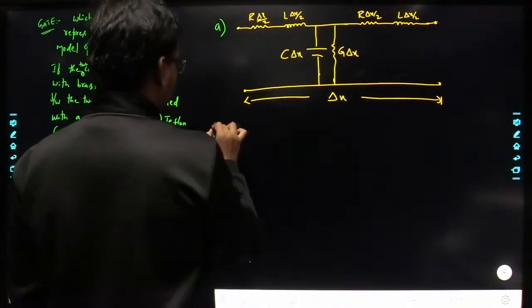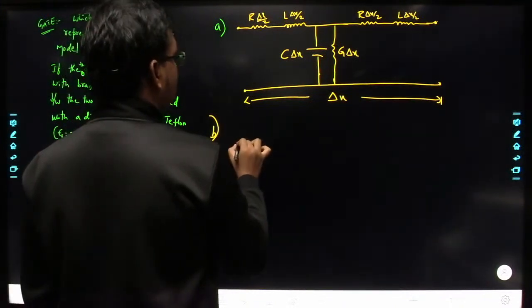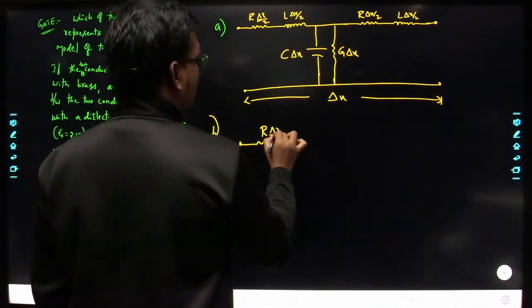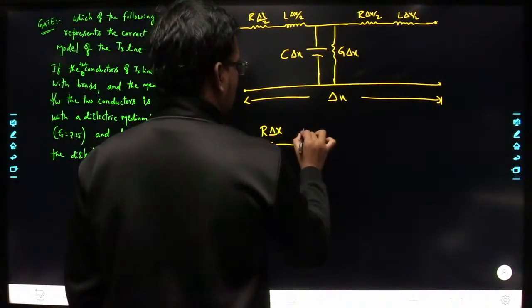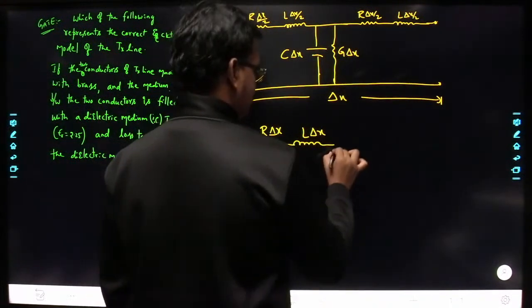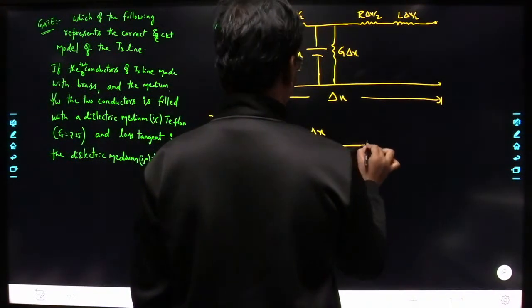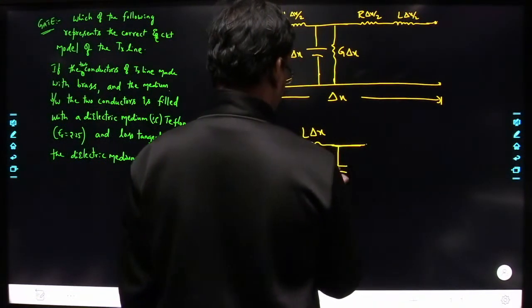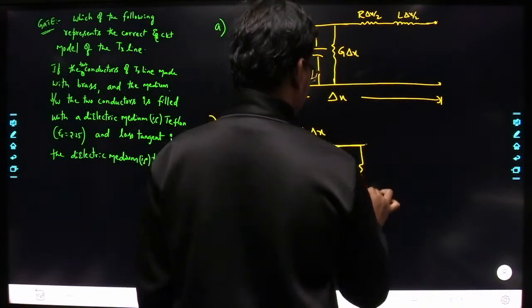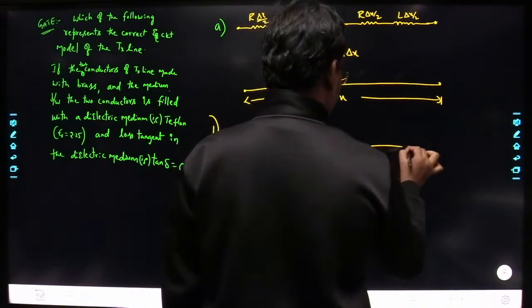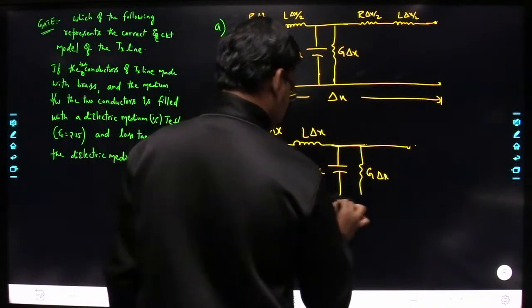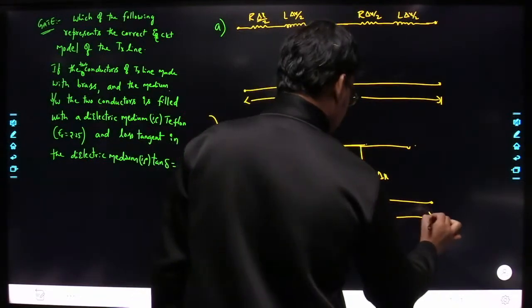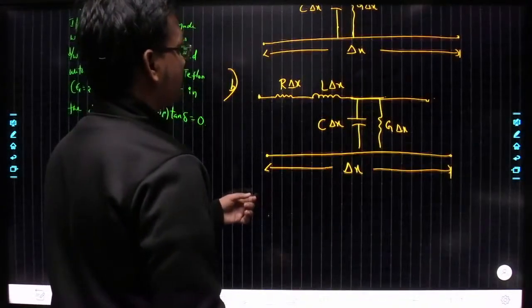Next, option B. R delta x, L delta x, C delta x, Z delta x. So this is option B.